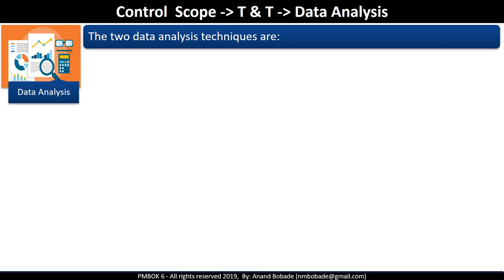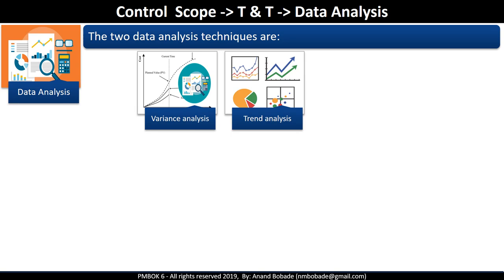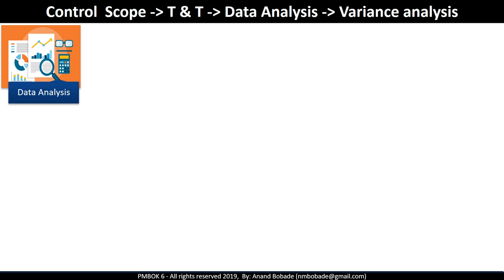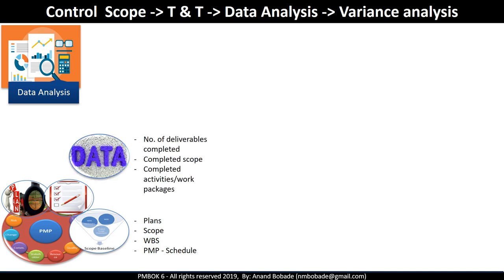And this is where data analysis technique is used. The two data analysis techniques are variance analysis and trend analysis. Variance analysis. This is where you take the work that was supposed to be done or deliverables to be delivered from the scope baseline and compare it with the actual work done obtained from the work performance data.